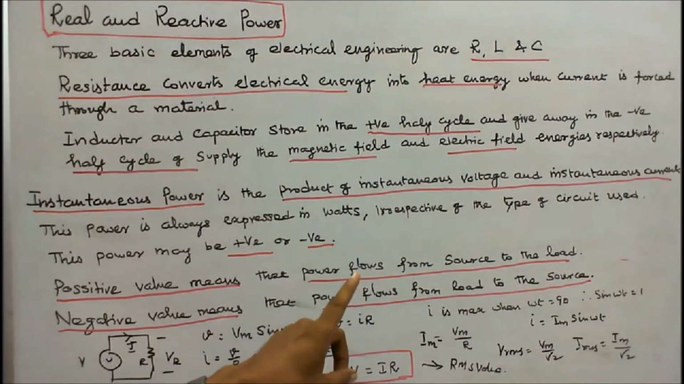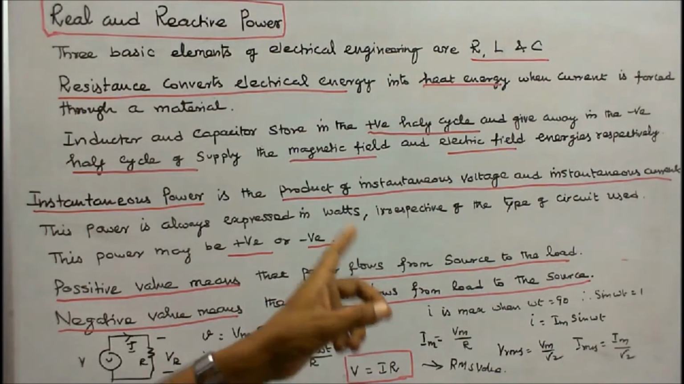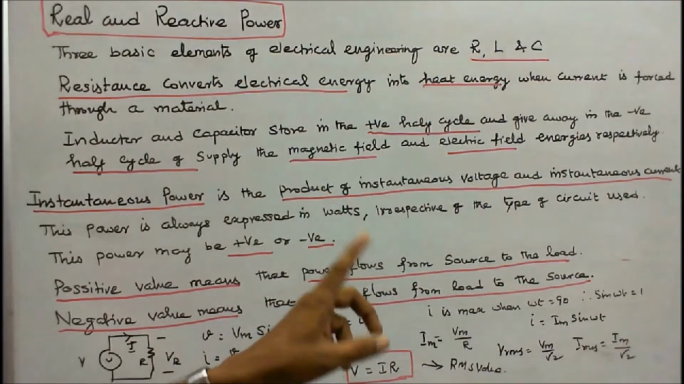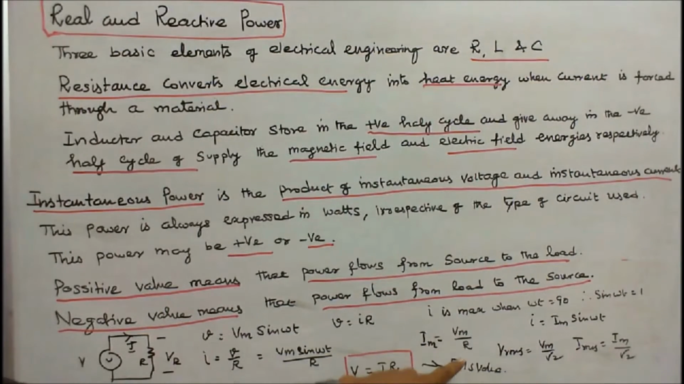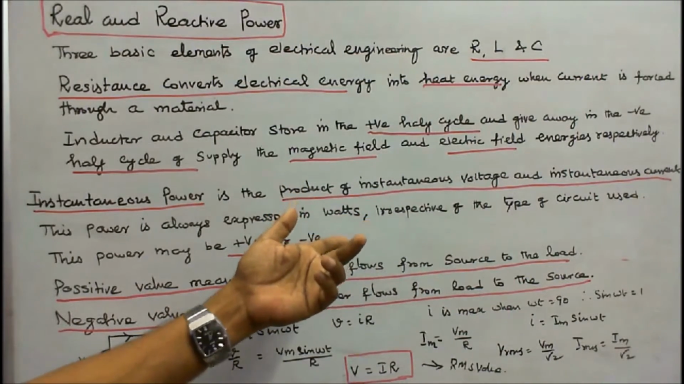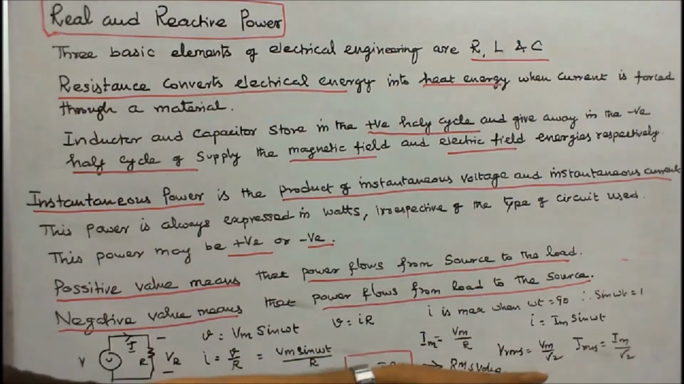Instantaneous current i is equal to Im sin omega t. When omega t is equal to 90 degrees, sin 90 is equal to 1. Therefore, instantaneous current i is equal to Im. Therefore, Im is equal to Vm by R in terms of maximum value. In terms of RMS value, Vrms is equal to Vm by root 2, Irms is equal to Im by root 2, and capital V is equal to capital I into R, where capital V is the RMS voltage and capital I is the RMS current.